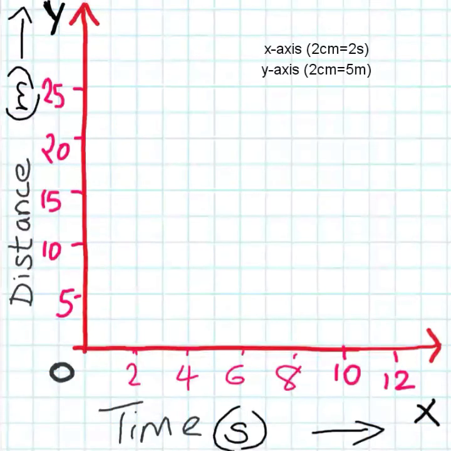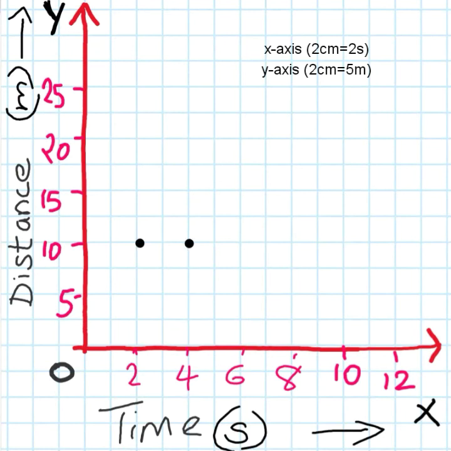If an object is at rest, that also we can represent on a distance time graph. Its position is not changing with time if the object is at rest. It will be a straight line parallel to the x-axis. So the distance time graph will be a straight line parallel to the x-axis if the object is at rest.